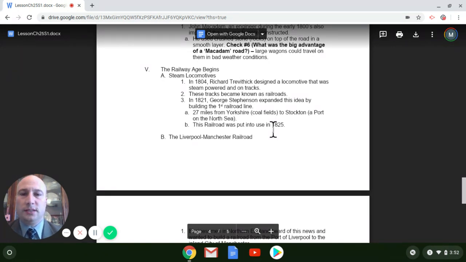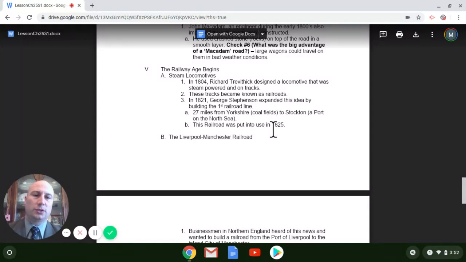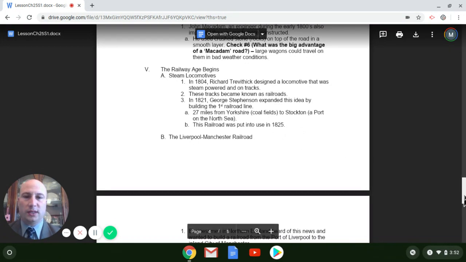Then, in 1821, a famous railroad engineer named George Stephenson expanded upon this idea by building the world's first railroad line. It was 27 miles. It ran from the English town of Yorkshire, which held coal fields, to the English port city of Stockton, which was on the North Sea. This railroad was first put into use in 1825.